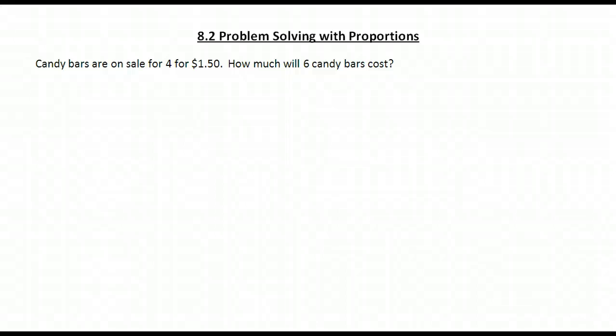In section 8.2, we're going to problem solve with proportions. Let's look at this first example. Candy bars are on sale for $1.50. How much will 6 candy bars cost?